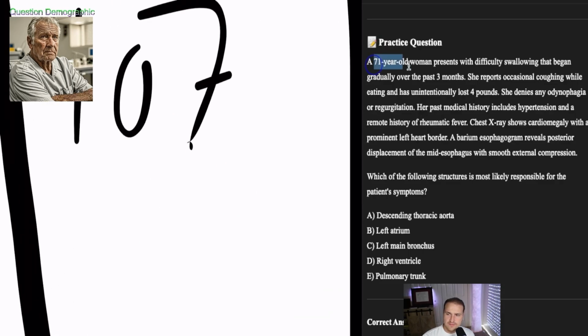All right, here a 71-year-old woman is presenting with difficulty swallowing that began gradually over the past 3 months. She reports occasional coughing while eating and has unintentionally lost 4 pounds. She denies any odynophagia or regurgitation. Her medical history shows hypertension and a remote history of rheumatic fever. Chest x-ray shows cardiomegaly with a prominent left heart border. Barium esophagram reveals posterior displacement of the mid-esophagus. Which of the following is most likely responsible for these symptoms?